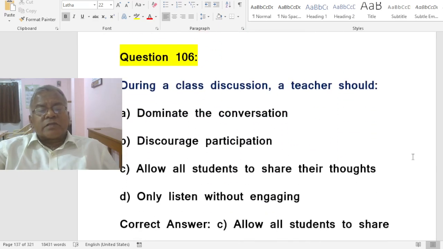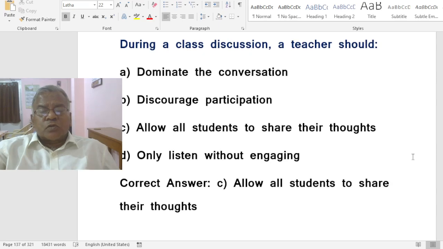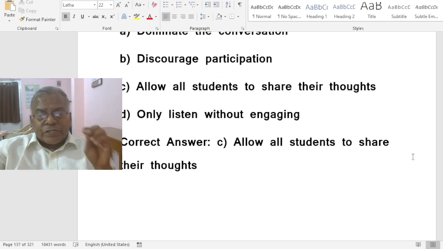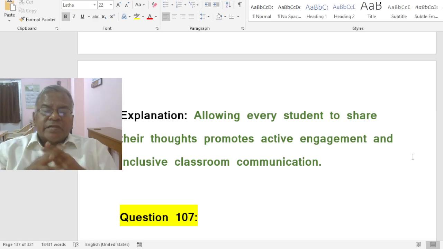During a class discussion, a teacher should A. Dominate the conversation, B. Discourage participation, C. Allow all students to share their thoughts, D. Only listen without engaging. So during a class discussion, a teacher should allow all students to share their thoughts. Allowing every student to share their thoughts promotes active engagement and inclusive classroom communication.